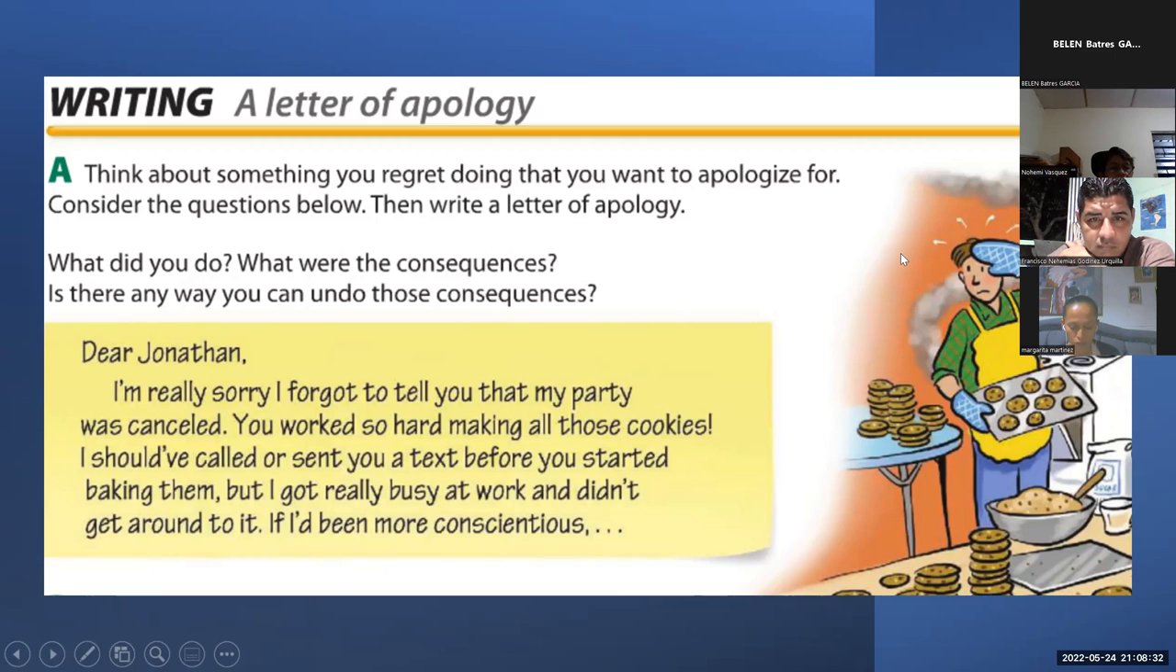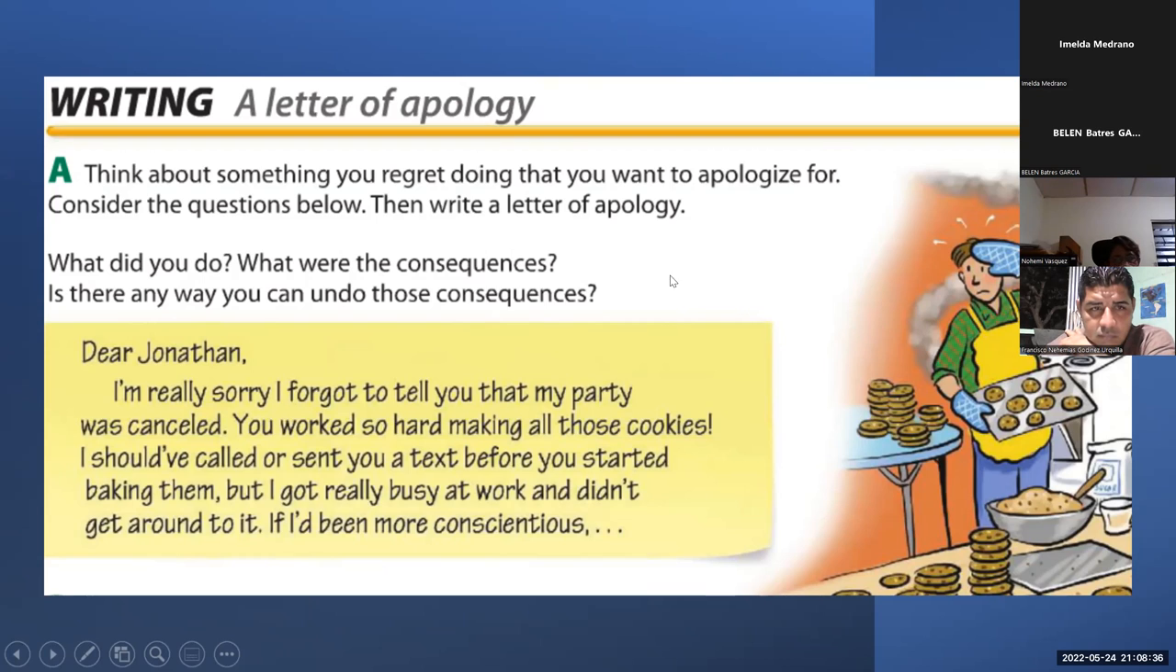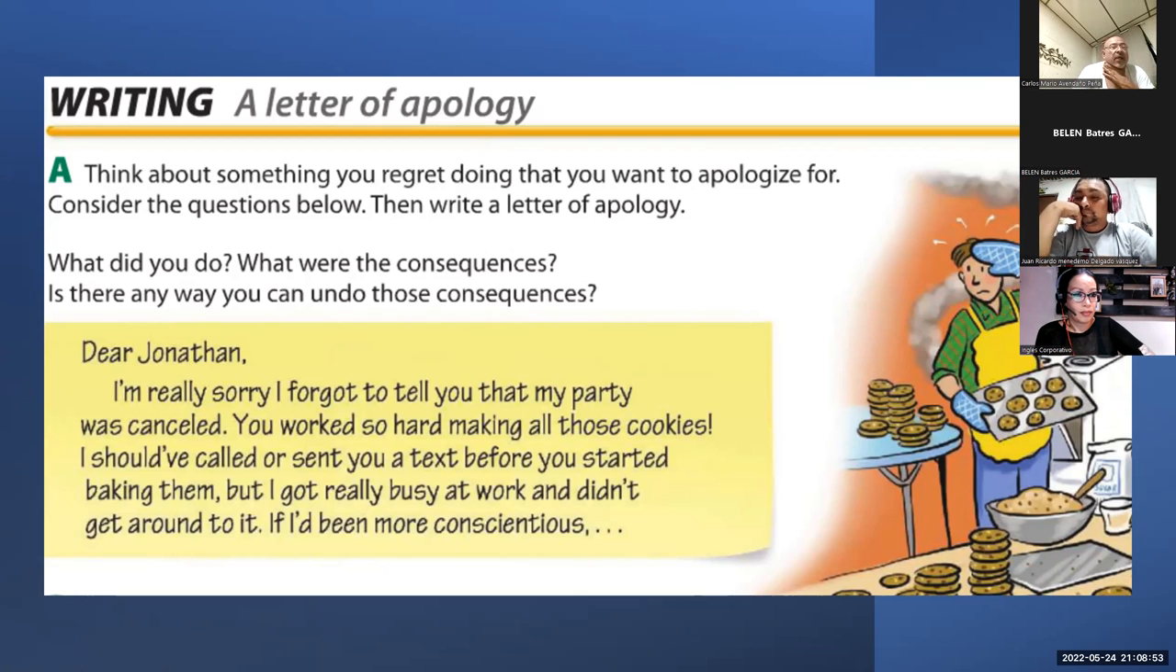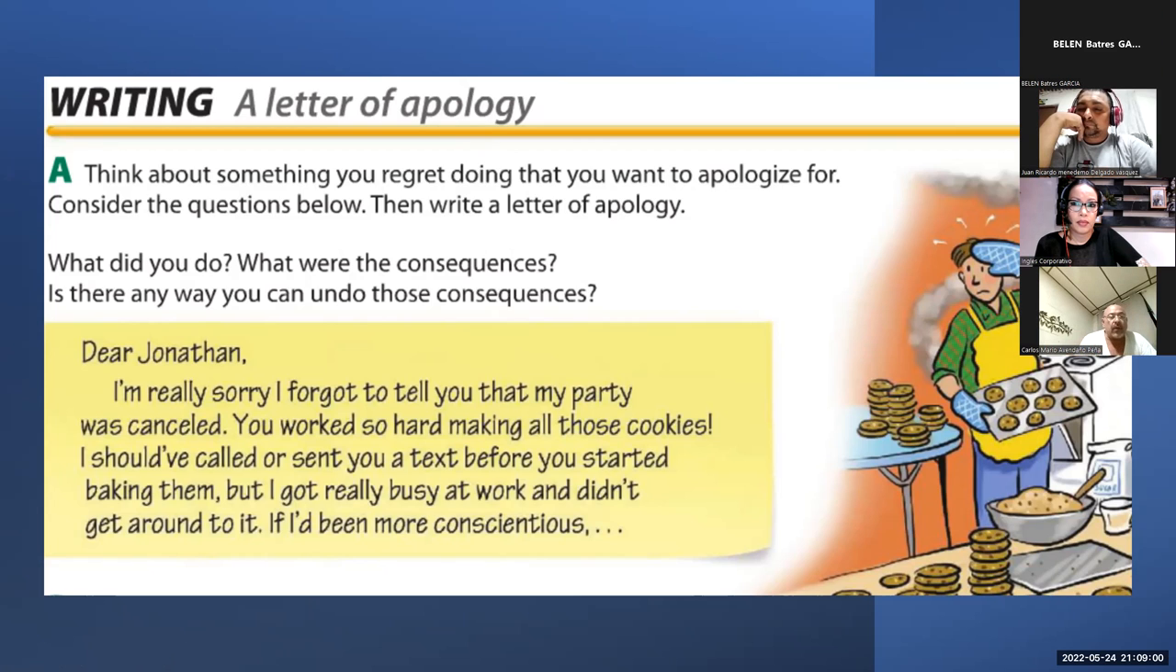A volunteer to read the letter. Carlos, thank you. Dear Jonathan, I'm really sorry I forgot to tell you that my party was canceled. You worked so hard making all those cookies. I should have sent you a text before you started baking, but I got really busy at work and didn't get around to it. If I'd been more conscientious... And it might continue, right?